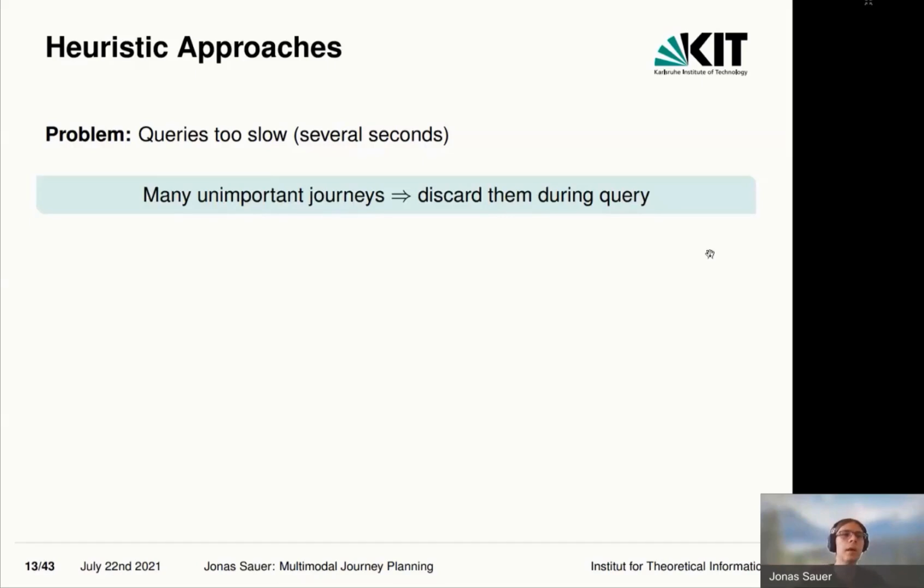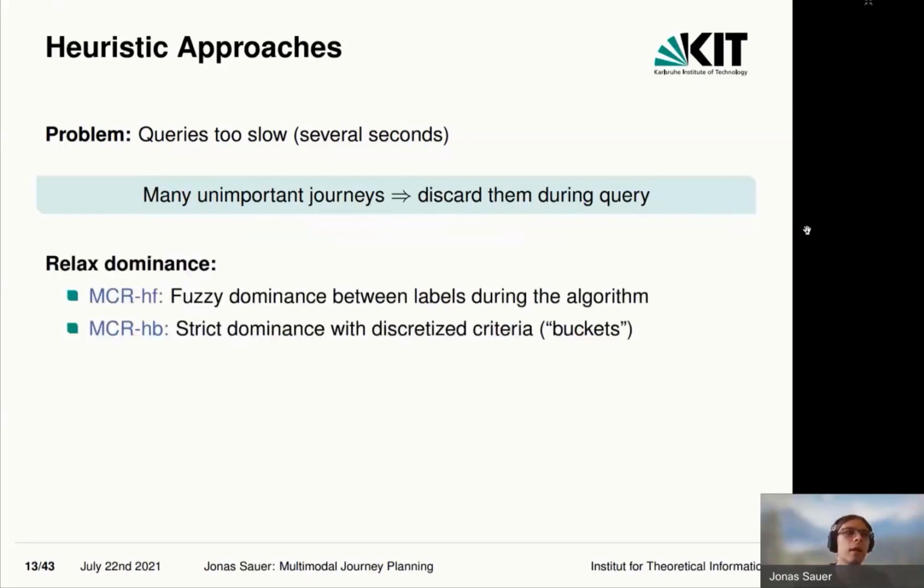So in order to do better, we want to discard journeys that we will later identify as unimportant anyway during the query. So each time we look at a Pareto set at a vertex, we want to filter out journeys where we think, well, they're not gonna end up becoming an optimal or a highly scored solution anyway. And then we want to remove them. And for that, we're going to be looking at a few heuristic approaches. There are a few types of approaches we can take.